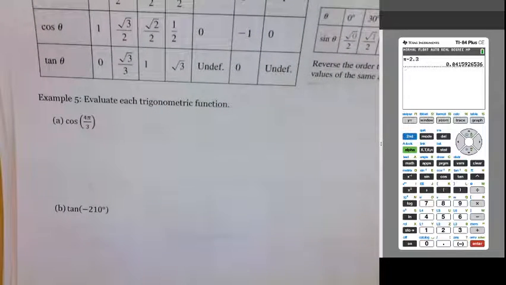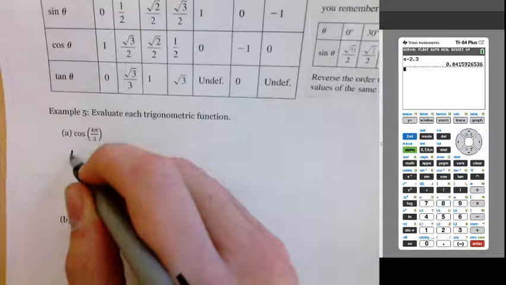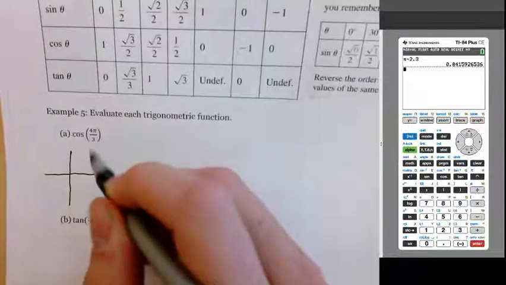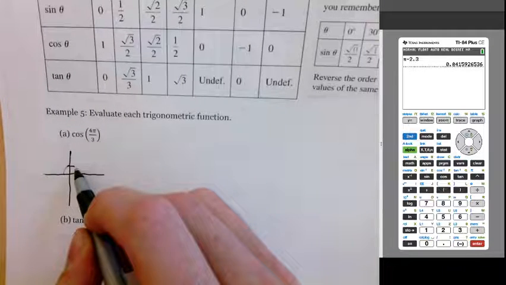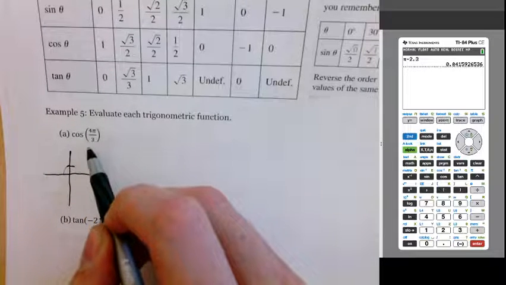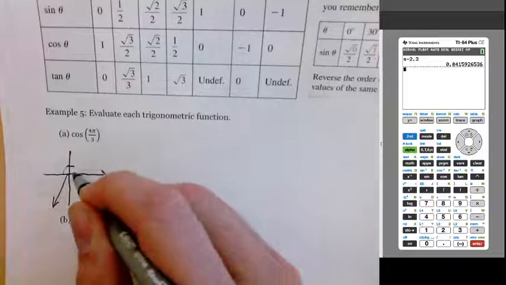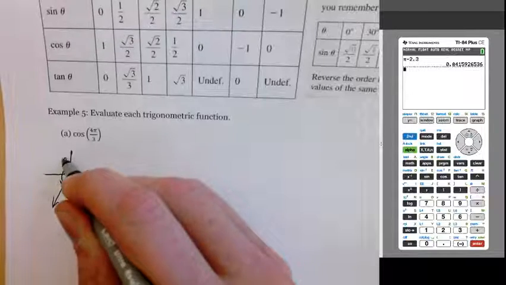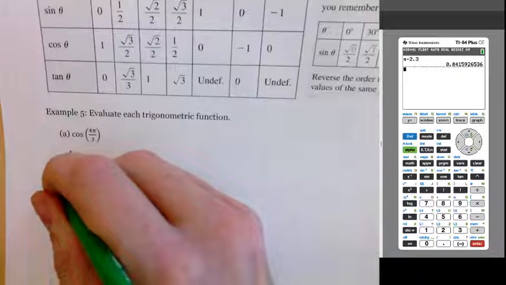Okay, so let's evaluate each trigonometric function. Now, 4 pi over 3, I'm going to do a quick sketch of where 4 pi over 3 is. 4 pi over 3, well, halfway is pi, right? And pi is 3 pi over 3, so I'm a little bit past halfway. So my angle is going to be right here. This is theta, right? That means theta prime is here.